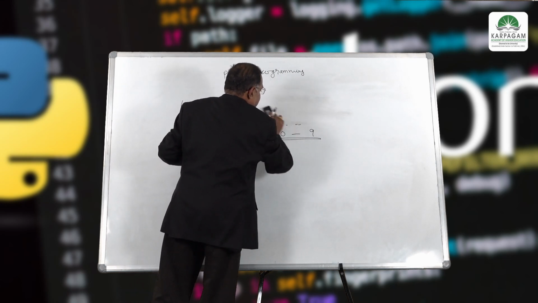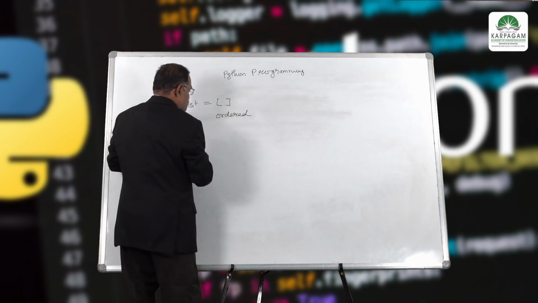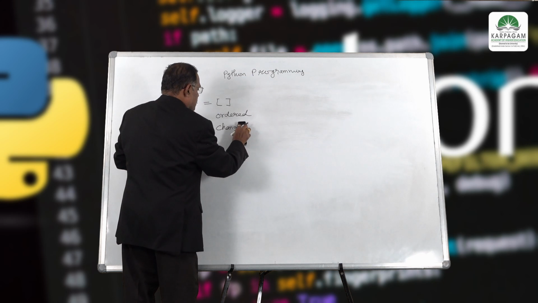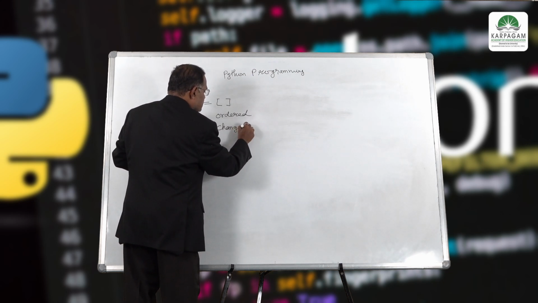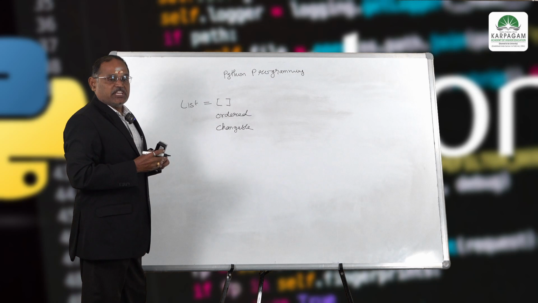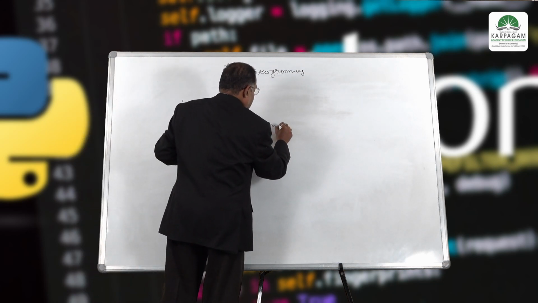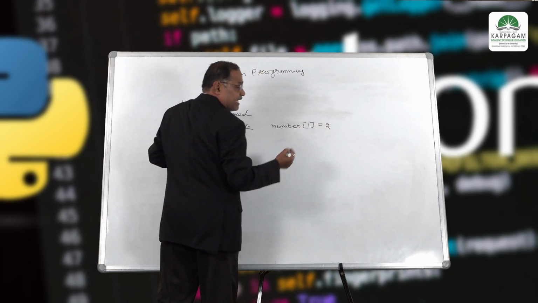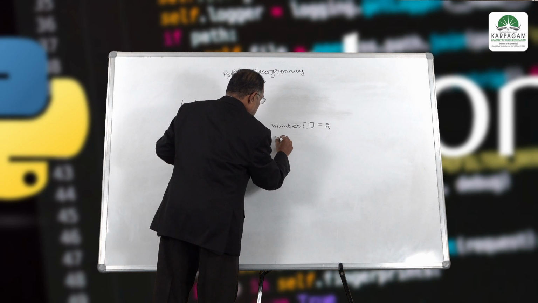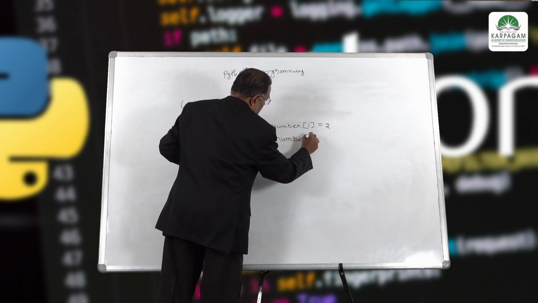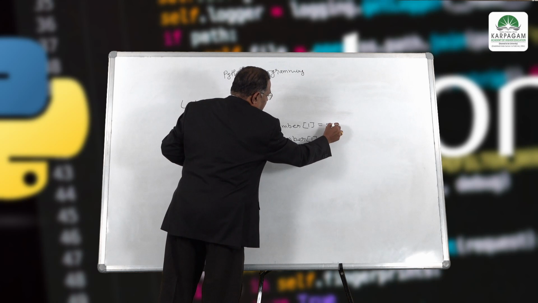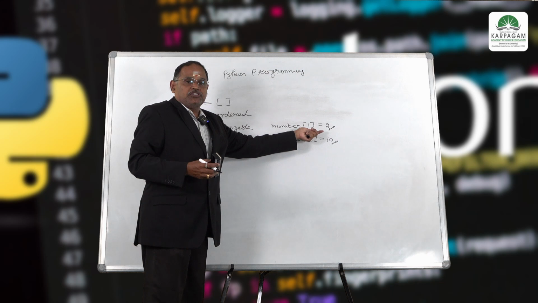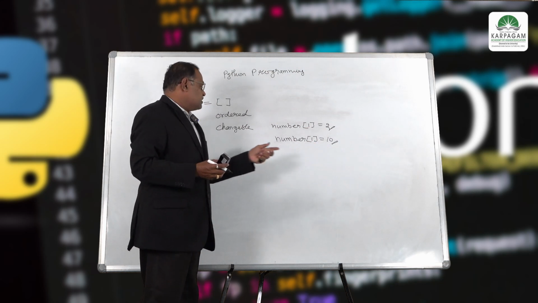Then next, I can change the list. It is changeable. For example, if I say number of 1 equal to 2, later I want to change this into equal to 10, the value or the data of the second position will be changed by the new value. This is the changeable property.